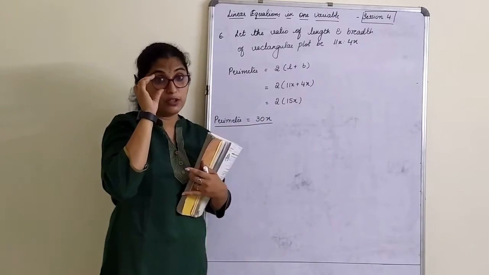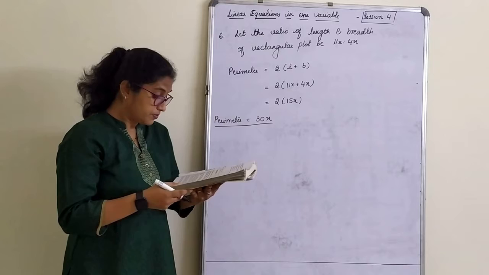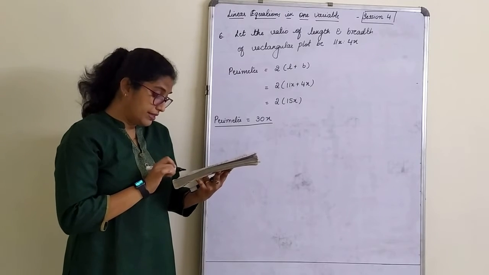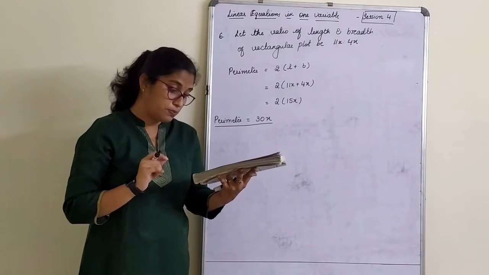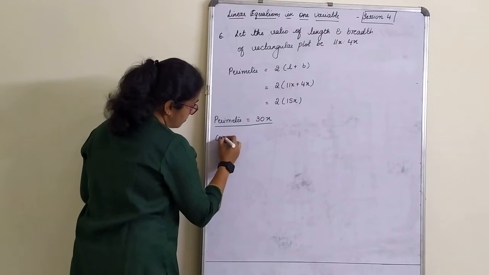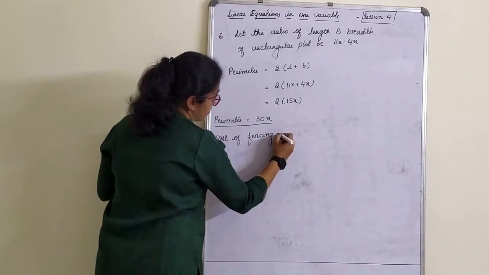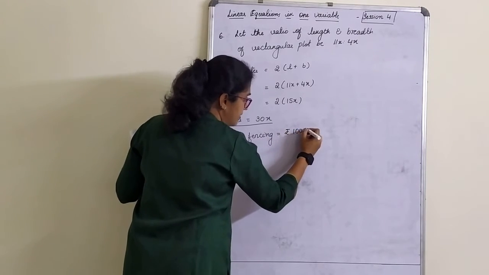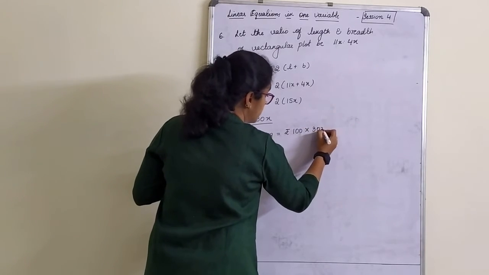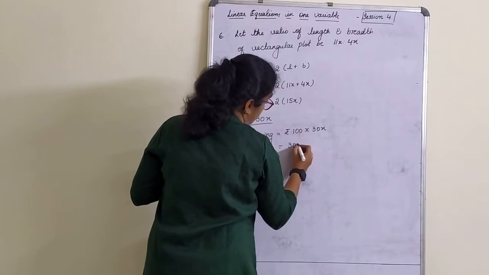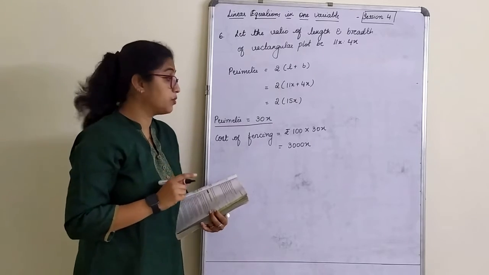Now we know the perimeter of the rectangular plot in terms of x. Now what is this x? We have to know. Next, what they have given: at the rate of rupees 100 per meter, it will be costing the village panchayat. Cost of fencing is equal to rupees 100 into the dimensions, and the total perimeter we have got is 30x, which is nothing but 3000x. This is the cost of fencing, 3000x. Again, x we have to find out.